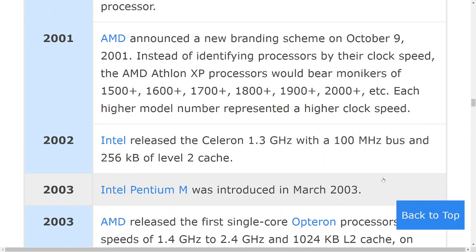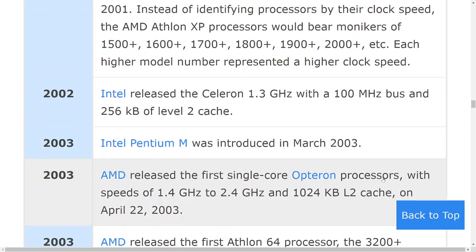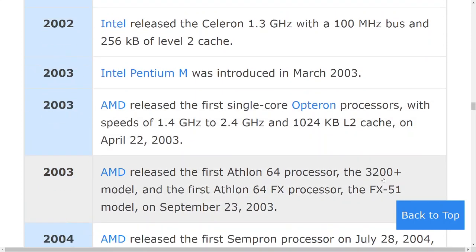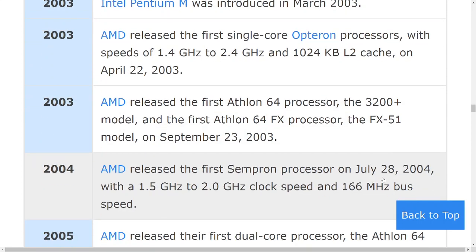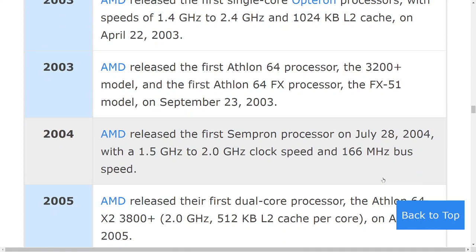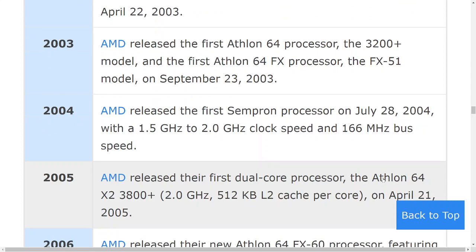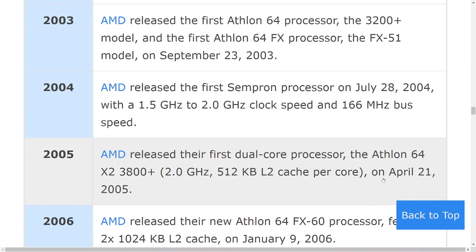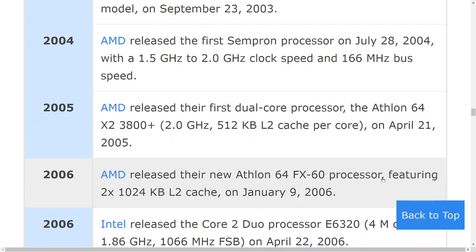2003, Pentium M was introduced by Intel. In the same year, AMD released first single-core Opteron. 2003, AMD released first Athlon 64 processor. In the same year, Sempron processor was released by AMD. 2005, AMD released first dual-core processor Athlon 64 X2 3800. 2006, AMD released Athlon 64 FX-60.